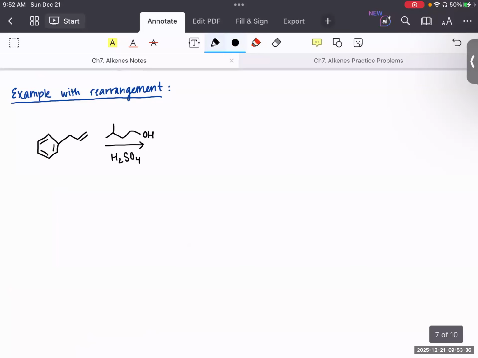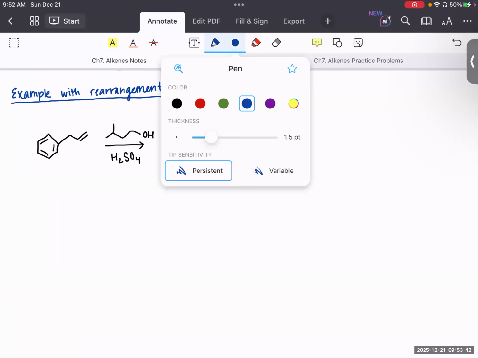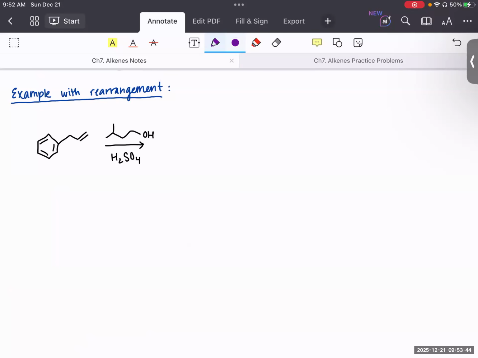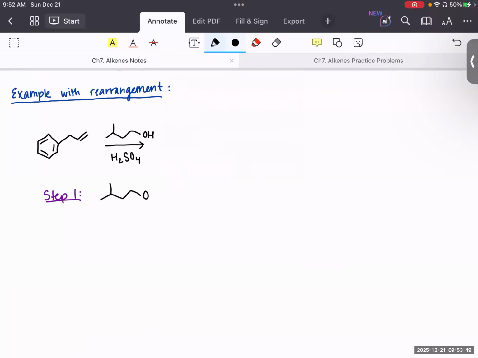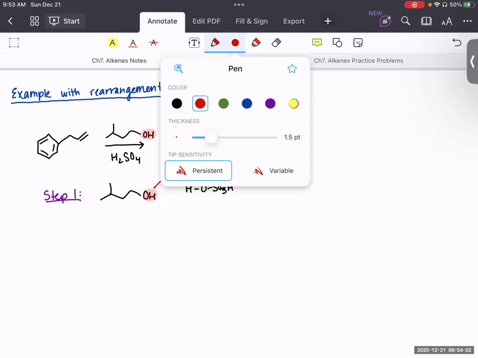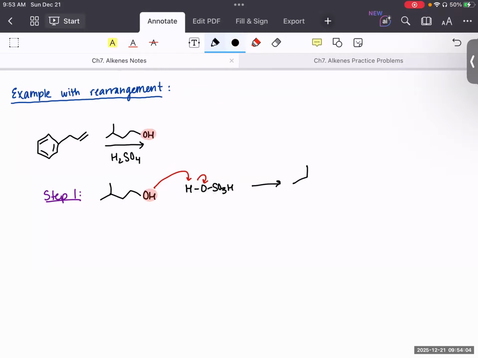We can do one with a rearrangement here. It's a little bit different from that other molecule that we did in the previous question. So step one, we're going to form our protonated alcohol. So I'll redraw our alcohol, and so we can tell it's an alcohol because it has this OH group and then the R chain. And so we'll protonate here and form OH2 positive here.